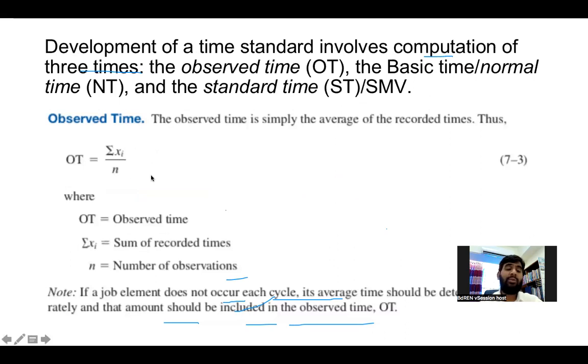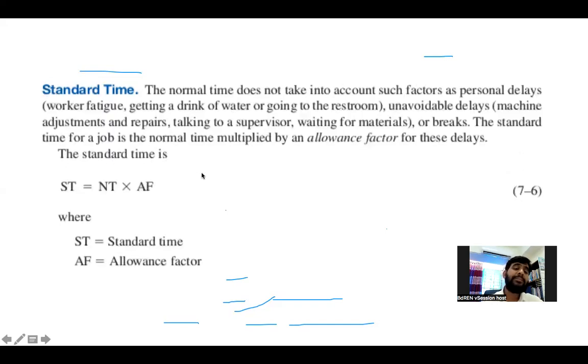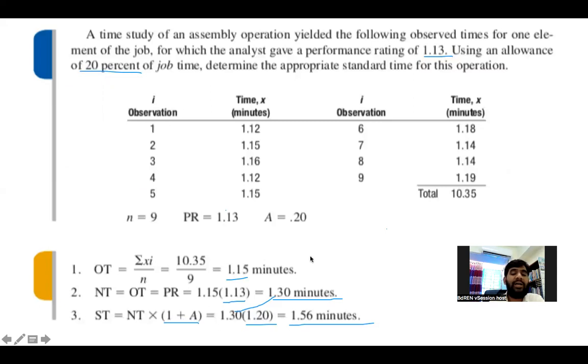Then you will calculate the normal time. Normal time is observed time multiplied by the performance rating. And standard time is normal time multiplied by the allowance factor. There may be some disruptions. You will consider those disruptions to know the standard time, using the allowance factor, and then you will get the standard time.